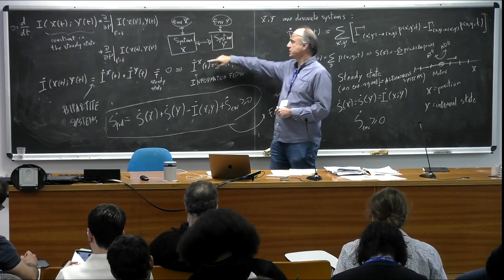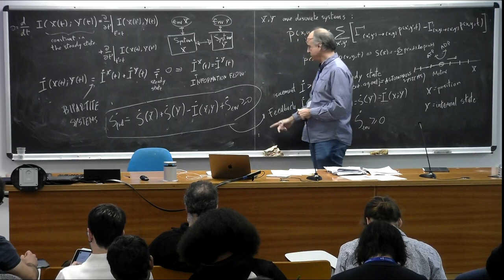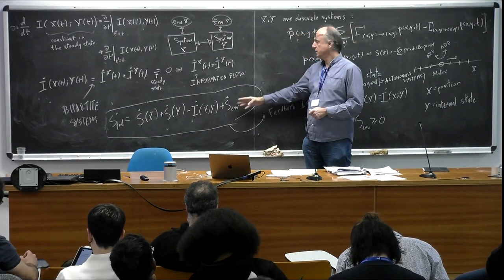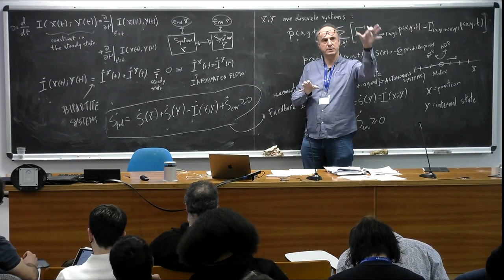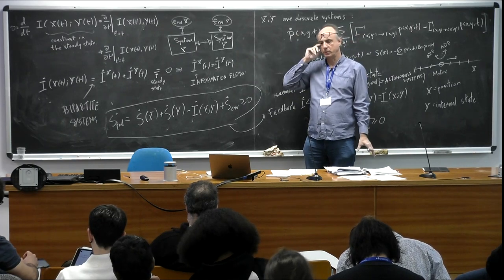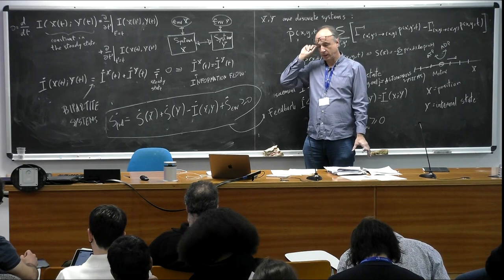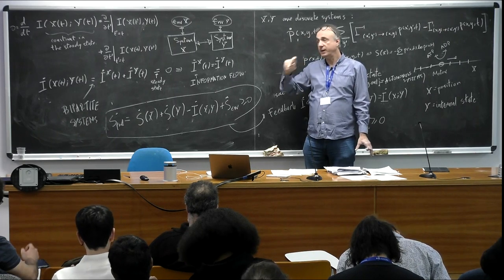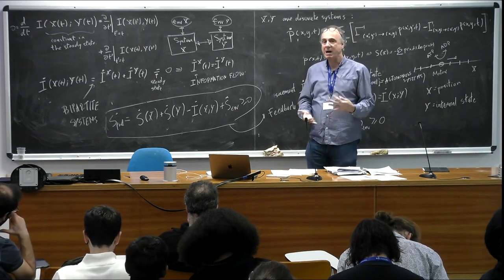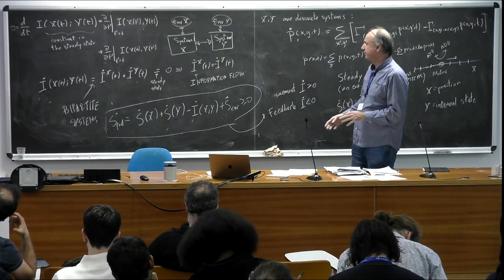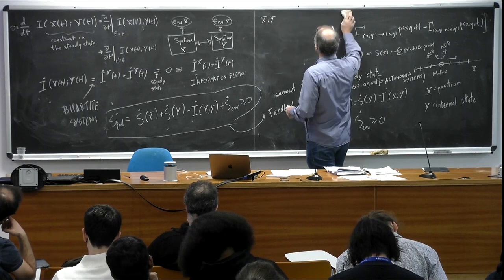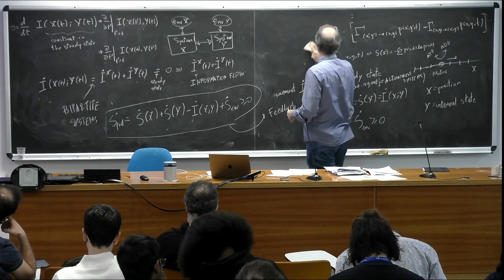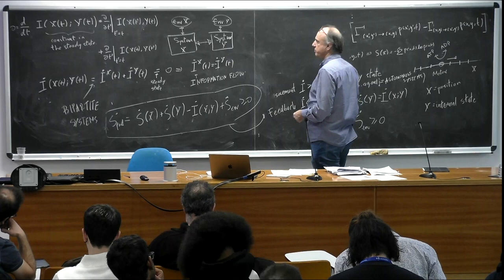There is a second law for the whole thing, which is very trivial. It's just this one, that the entropy of the environment is bigger than zero. But with information flows, we can derive a second law for system X and another second law for system Y. And finally, the information flow allows us also to interpret the bipartite system as an information device, or an information motor, or an information machine.